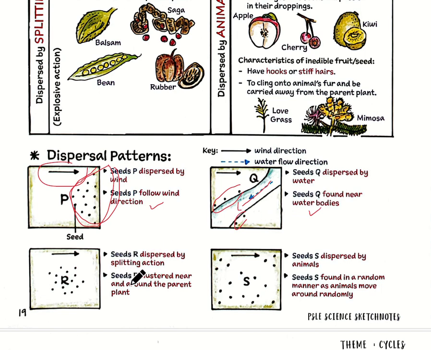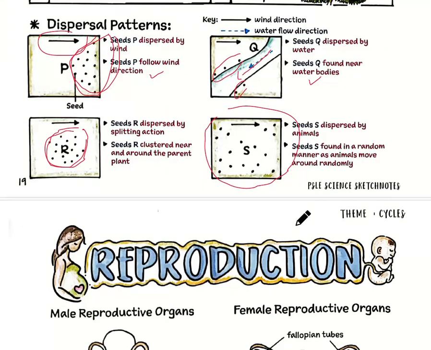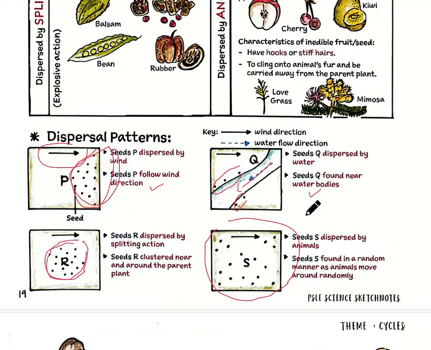Okay, splitting action is quite obvious. The seeds are all clustered near the parent plant. They are all around the parent plant because they can't travel much using the splitting action. And lastly, dispersal by animals is all random motion. Okay, randomly. You can see all the seeds are dispersed randomly. Okay, so that's it for plant reproduction. Just nice within 5 minutes.